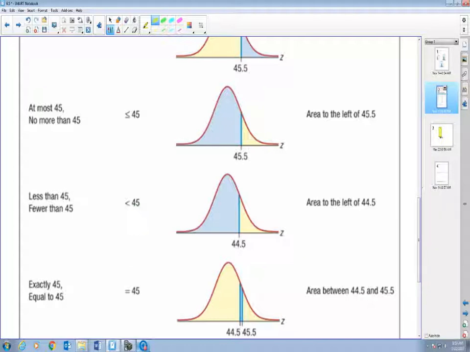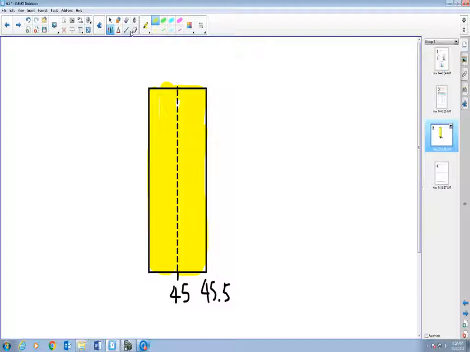Less than 45, that means 45 is not even going to be included. So if 45 is here in the middle, I want to be less than that. So that means I cannot include this side of the rectangle. So that's why I've got to start at 44.5, then to the left.